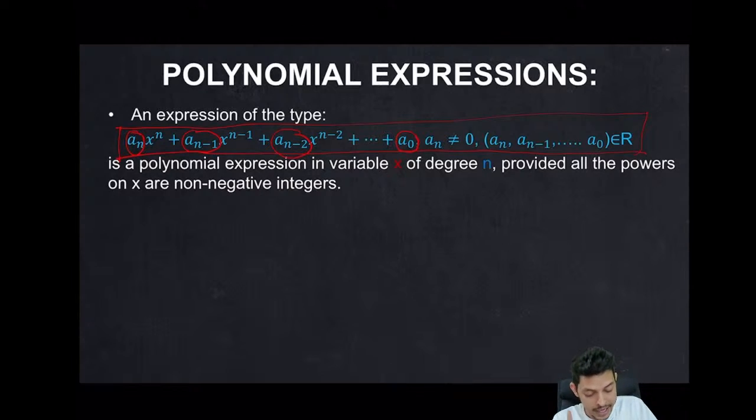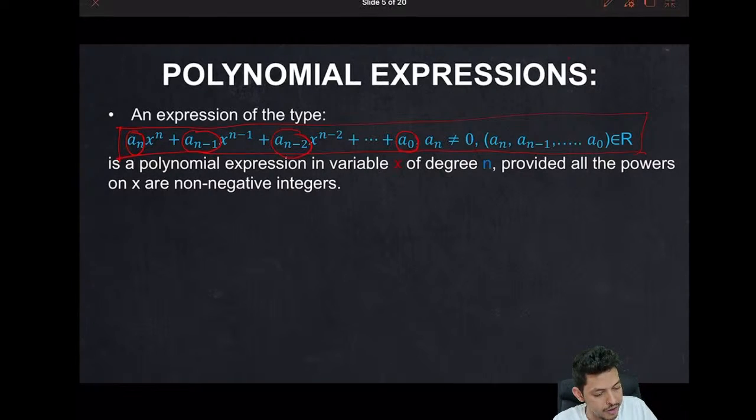Here again, all these powers on the variable, if you are noticing, every power on the variable over here has to be a non-negative integer. For example, if I write something like x to the power minus 1 plus 1, is this a polynomial? No, this is not a polynomial, because the power on the variable x over here is a negative integer.